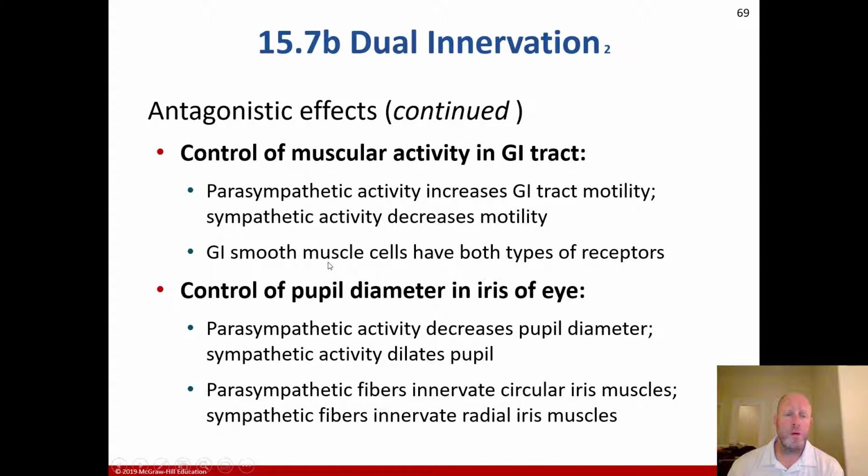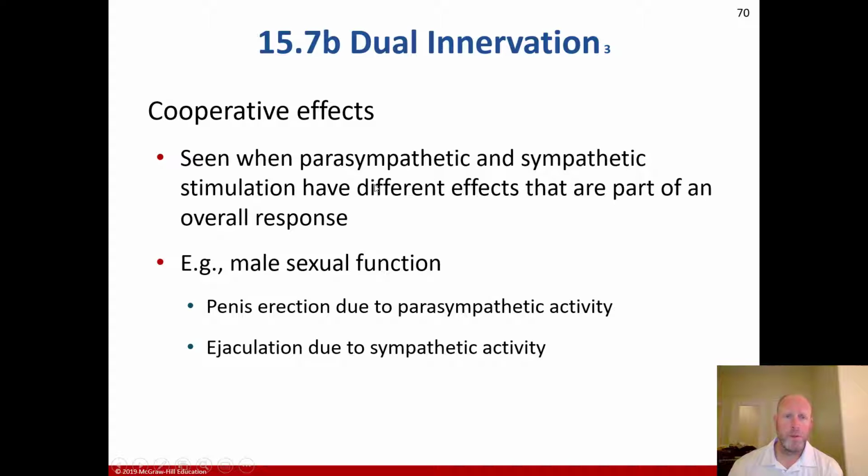The GI smooth muscle cells have both types of receptors. Control of pupil diameter in the iris of the eye: the parasympathetic activity decreases the pupil diameter, whereas the sympathetic activity dilates it. The parasympathetic fibers innervate circular iris muscles, and sympathetic fibers innervate the radial iris muscles.